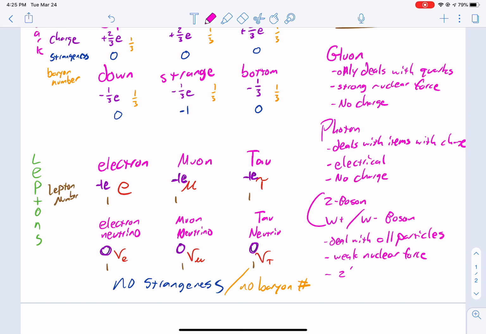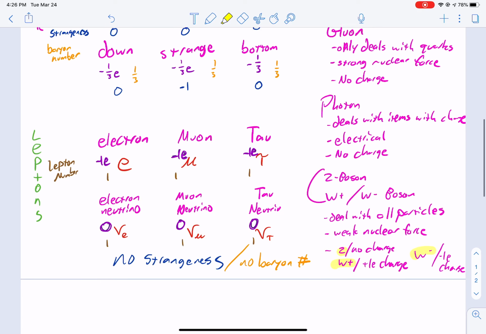They do have a charge. So the Z, no charge. W plus, maybe you want to guess, it is a plus 1e charge. Run out of space here. The W minus is a minus 1e charge. That's going to be really important. They will ask you questions about which one of the particles, the Z, the W plus, the W minus, we're dealing with, again, next week.